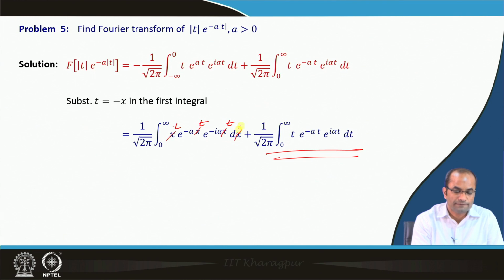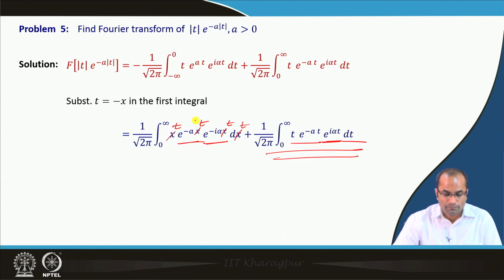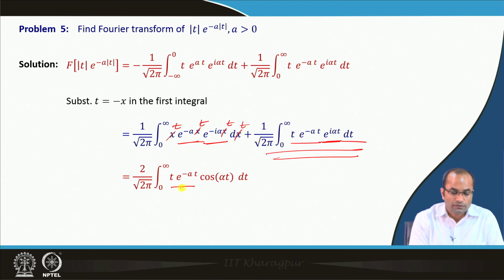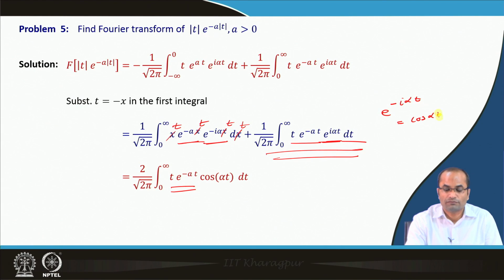So, we have basically the same integral with dt, e power, here we have the plus sign, here we have the minus sign, but this is e power minus a t, and here also we have this t e power minus a t. So, what is now? In the first one we have minus i alpha t. So, e power minus i alpha t, which can be written as cos alpha t minus i sin alpha t, and in the second case we have e power i alpha t, which is cos alpha t plus i sin alpha t. This is from the second integral where we have e power i alpha t.